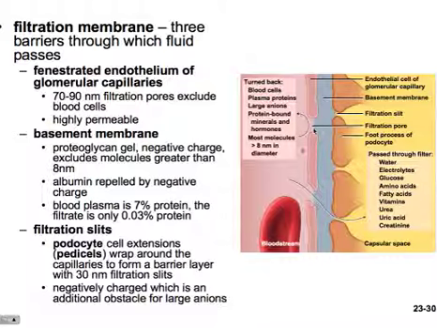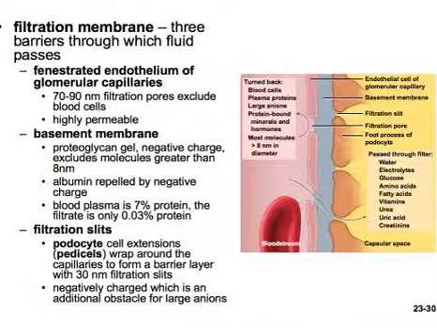Even though these fenestrations in the capillaries are quite large, the basement membrane prevents their passage, as well as the filtration slits on the other side. So the basement membrane is a proteoglycan gel. It's got a very negative charge, and so it excludes the molecules greater than 8 nanometers. Albumin is repelled because it has a negative charge. Blood plasma is 7% protein, and the filtrate is only 0.03% protein. So just a very little bit of protein is making it through. This basement membrane is sort of like a sponge, and so it's almost like pushing sand through a sponge. Some of the sand might get through and make it over to the other side, but most of it will be returned to its origin.